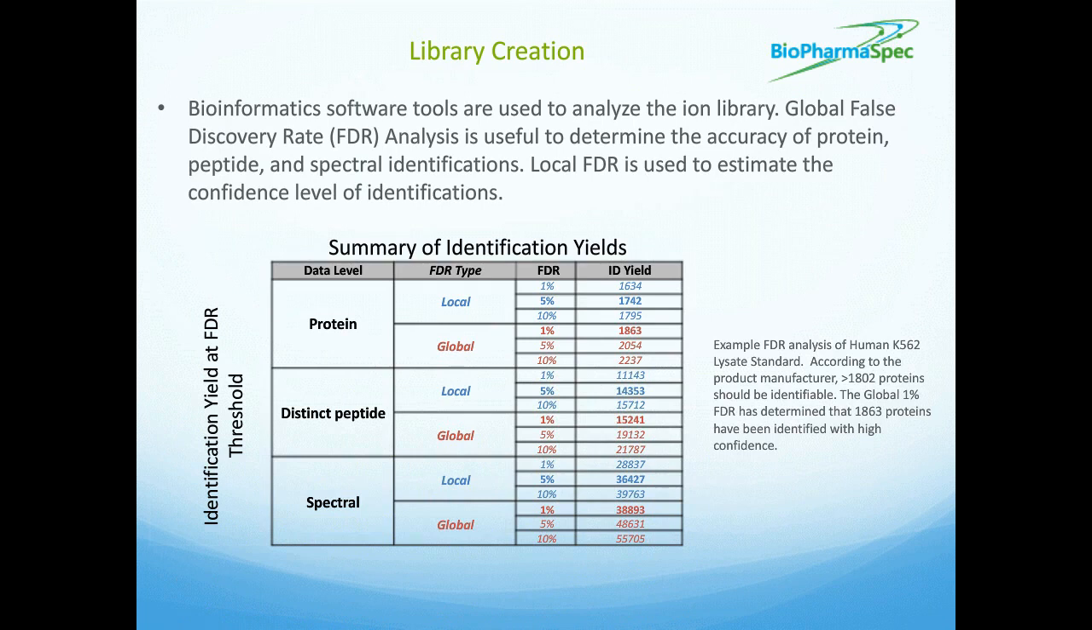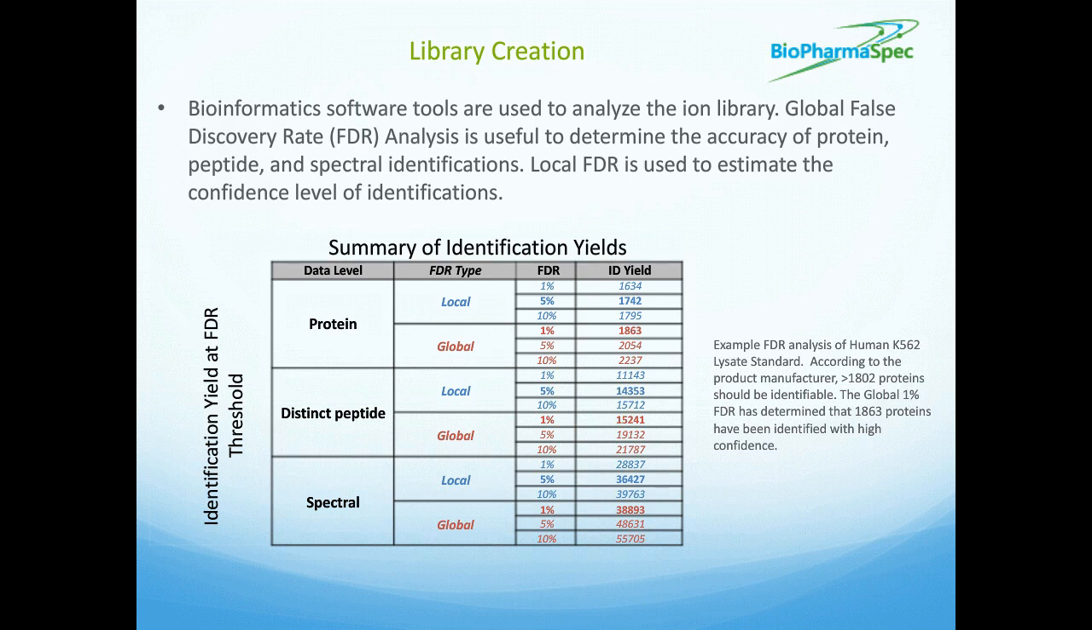So after we've created our library, we run a statistical analysis on this using some of the bioinformatics tools that SciEx has. In this case, we use SciEx Protein Pilot software. So it's important to do the statistical analysis to assess the accuracy of your method. To do this, we calculate something called a false discovery rate. So this is a method that's used to determine the number of false positives in a data set. So our false discovery rate is calculated by looking at the number of matches in a decoy database comprised of reverse peptide sequences.